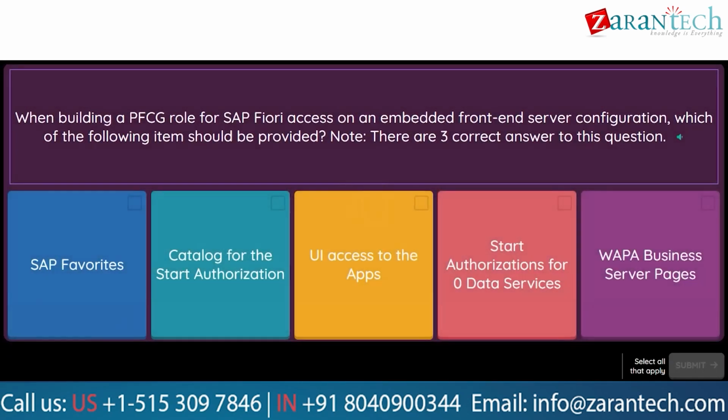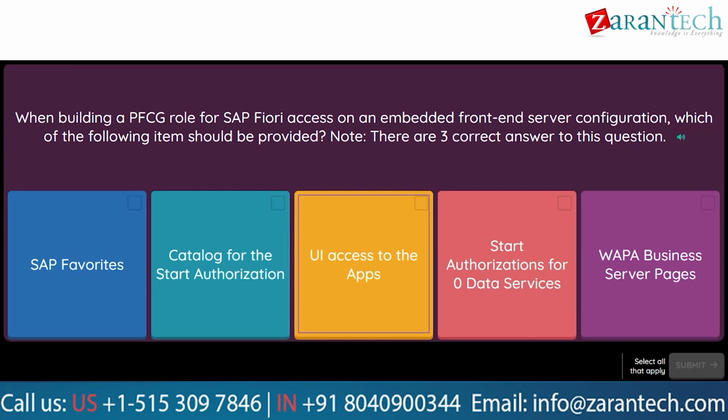Question: when building a PFCG role for SAP Fiori access on an embedded front-end server configuration, which of the following items should be provided? Note: there are three correct answers to this question. Option 1: SAP Favorites. Option 2: catalog for the start authorization. Option 3: UI access to the apps. Option 4: start authorizations for OData services. Option 5: WAPA business server pages.